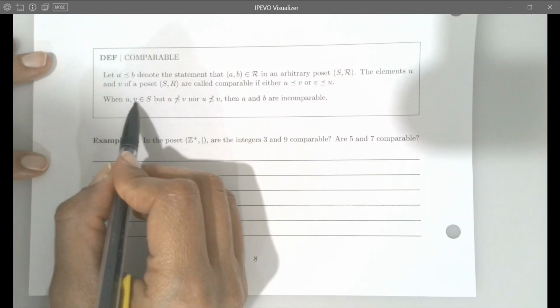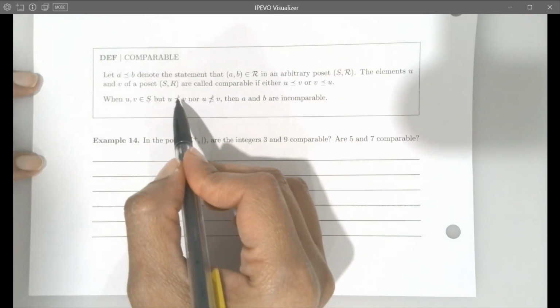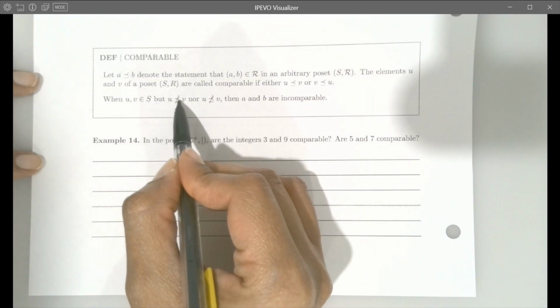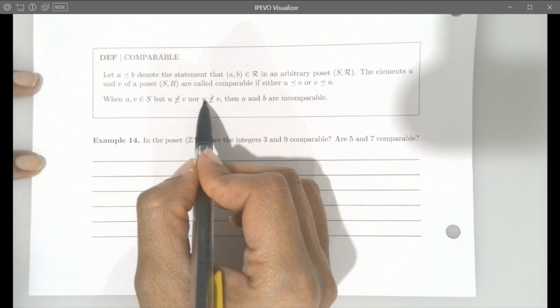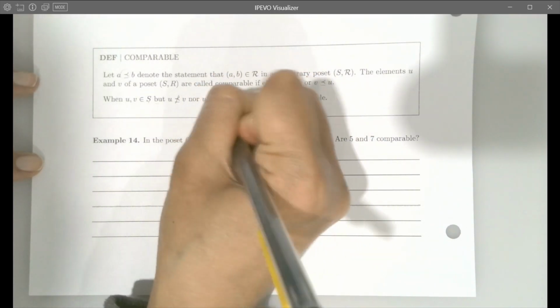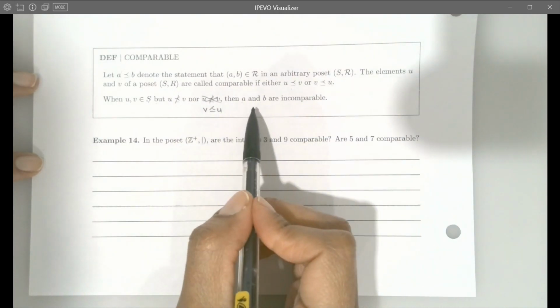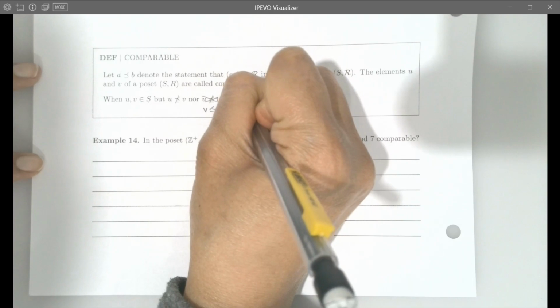When U and V are part of the domain, when they're part of S, but neither U precedes V nor, and I think this is a typo, nor V precedes U, then we say that U and V are incomparable.